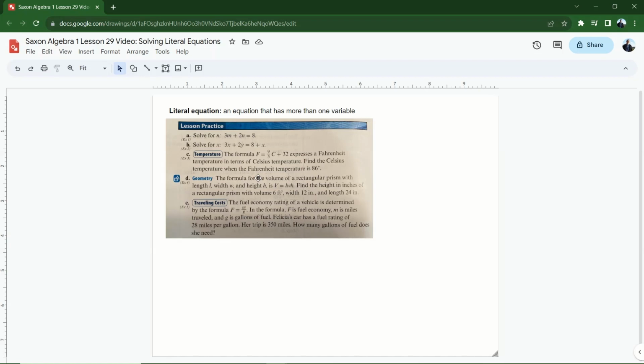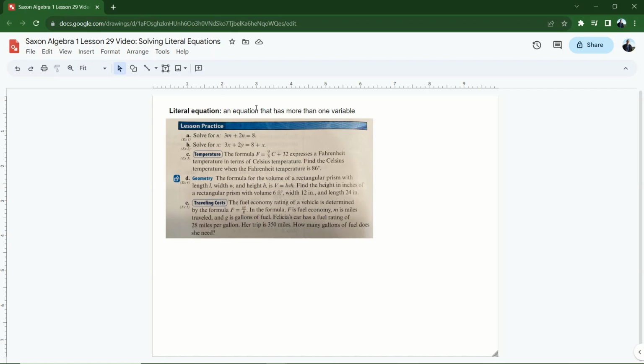This is going to be the exact same thing. We're going to be getting a variable on a side by itself. The difference here, though, is that we're not going to end with just a single number. We're going to find that our variable is equal to an expression that's made up of terms. And that's what we're going to be doing. So we're going to get the variable that's asked for on a side by itself, and then we're going to be able to state the expression in terms of that variable.